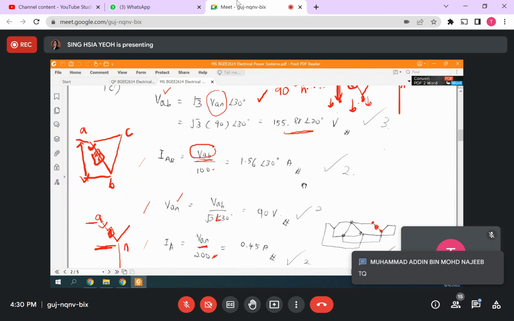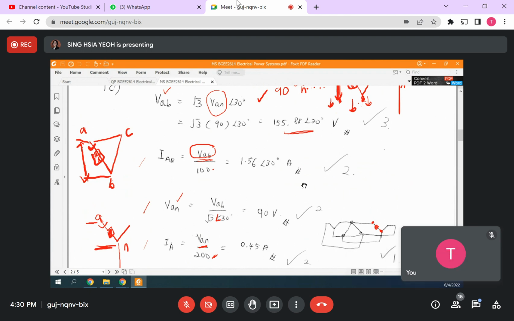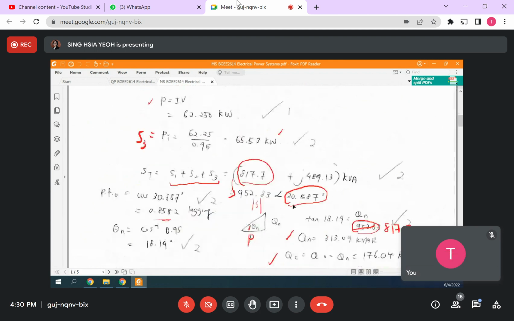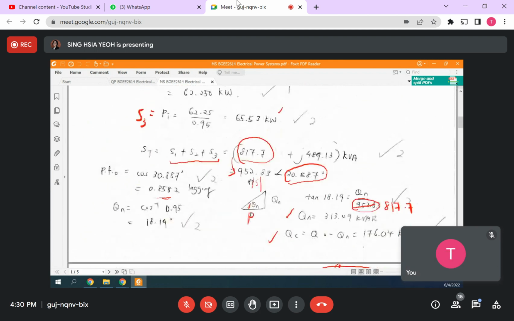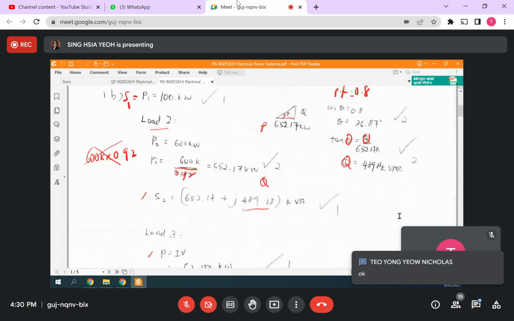Okay. Any other question? If no question, then for those who want to, what about 1B? Screenshot? No need, don't screenshot it. I just tell you, this one is also not really correct. I just tell you how to do it, then you do it yourself. The steps are there.